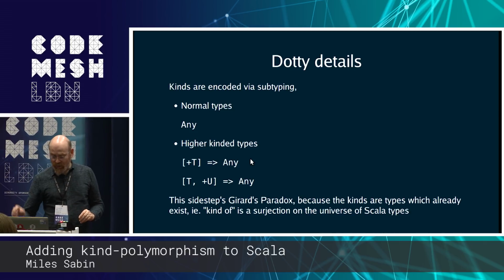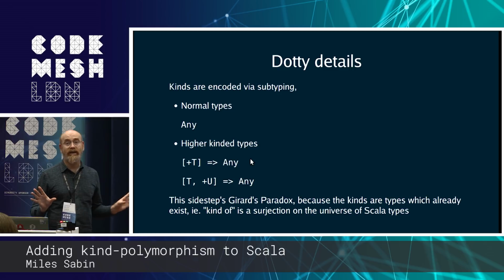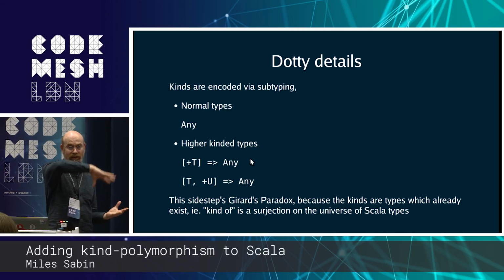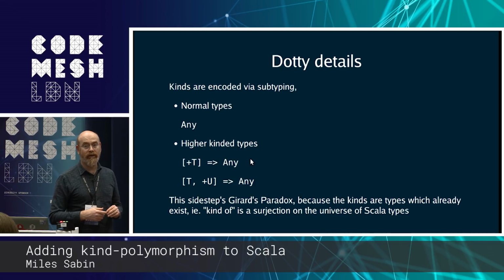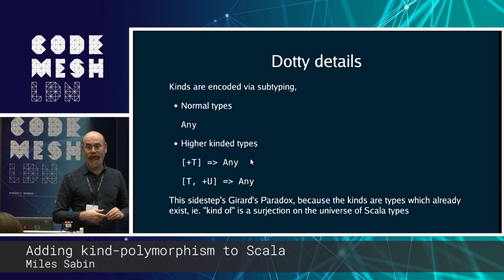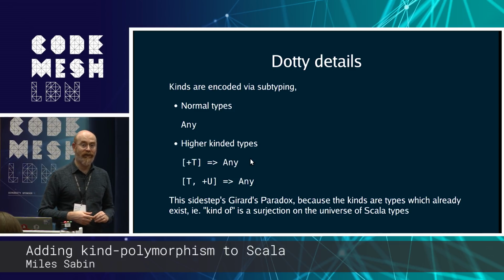And the crucial thing, which means that we don't run into trouble with Girard's paradox, is that those types already exist. We're not creating any new types. So the relationship between a type and its kind is just a surjection into the universe of pre-existing Scala types. There's no issue with our universe of types getting painfully large and this kind of stuff.